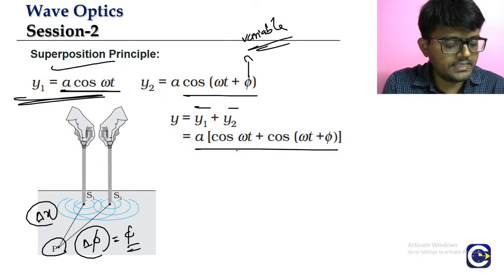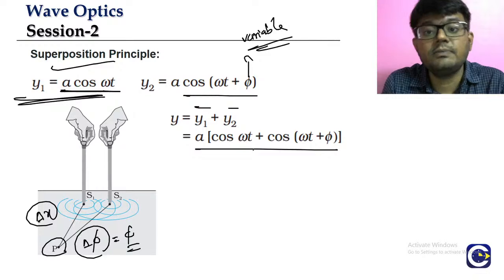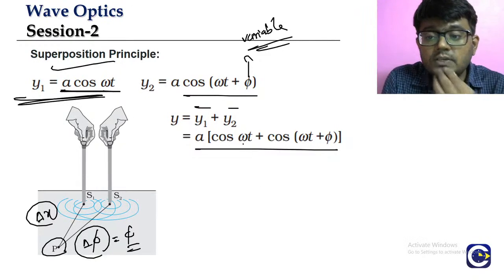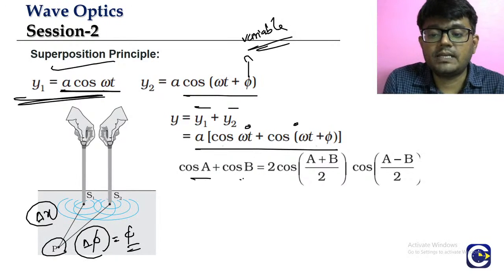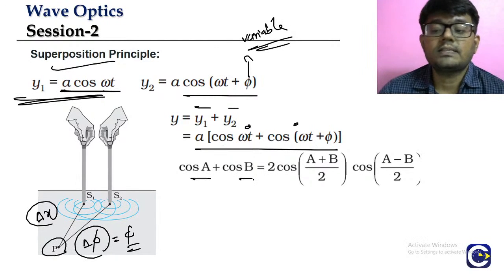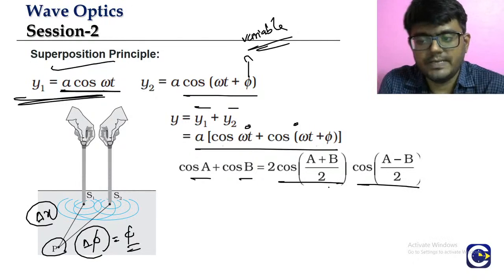Now we can see something here. We'll have to, of course, simplify, because we are trying to get the simplified formula. So you can see this is like cos A plus cos B type, a trigonometric simplification. What is cos A plus cos B? 2 cos (A plus B) by 2 into cos (A minus B) by 2.